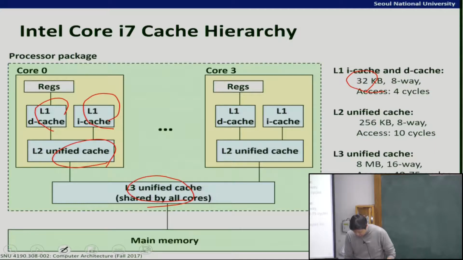The L2 unified cache is 256 kilobytes in size, also an 8-way set associative cache, and the access time is about 10 CPU cycles. And the L3 unified cache is huge, an 8 megabyte, 16-way set associative cache. And the access time takes 40 to 75 cycles.